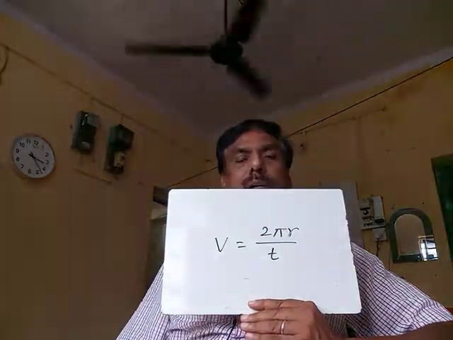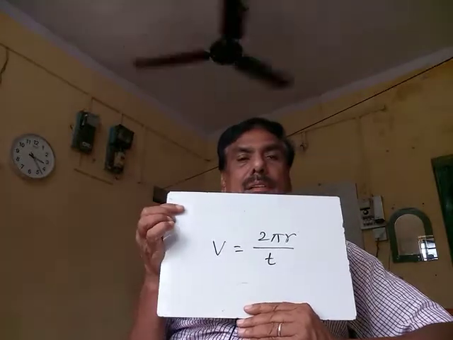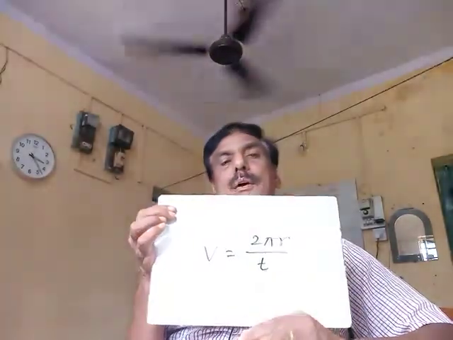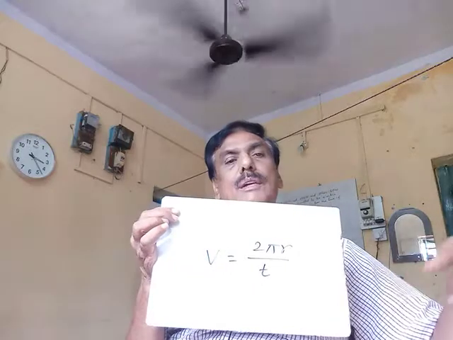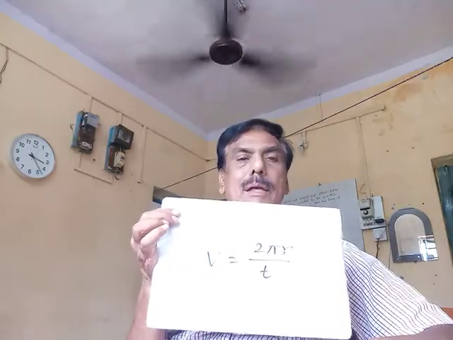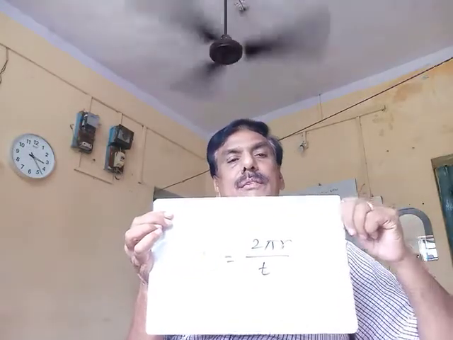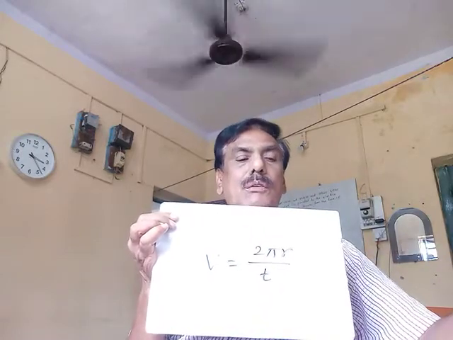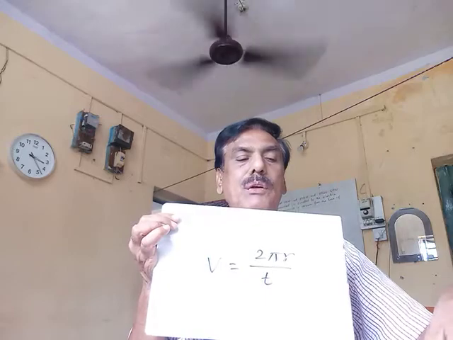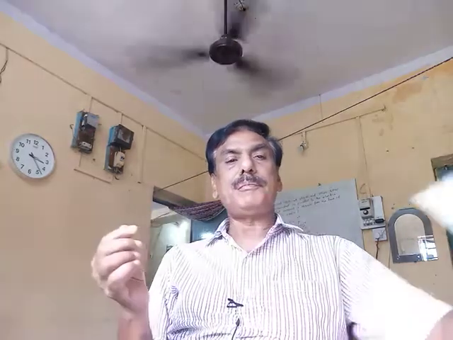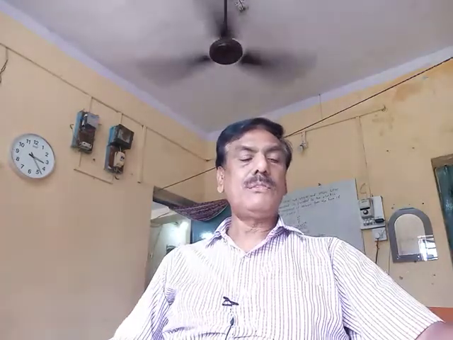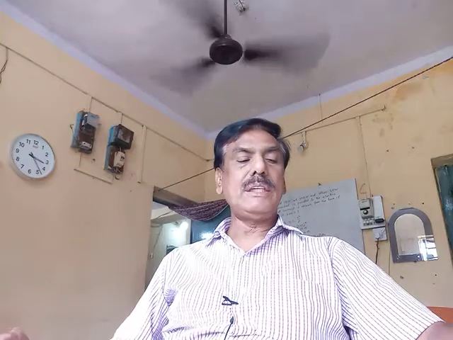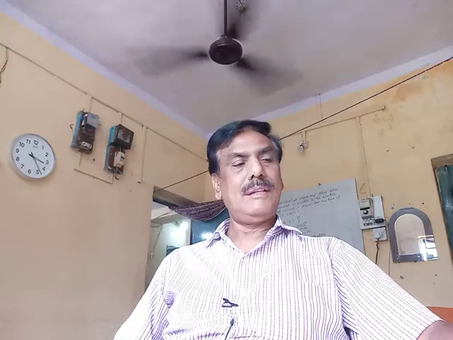What is 2 pi r? 2 pi r is the circumference and t is the time taken to move once around the circular path. In this way we can find the velocity of the body moving along the circular path. So when an object moves in a circular path with uniform speed, its motion is called uniform circular motion. Right? I think you have understood it. Okay, fine.